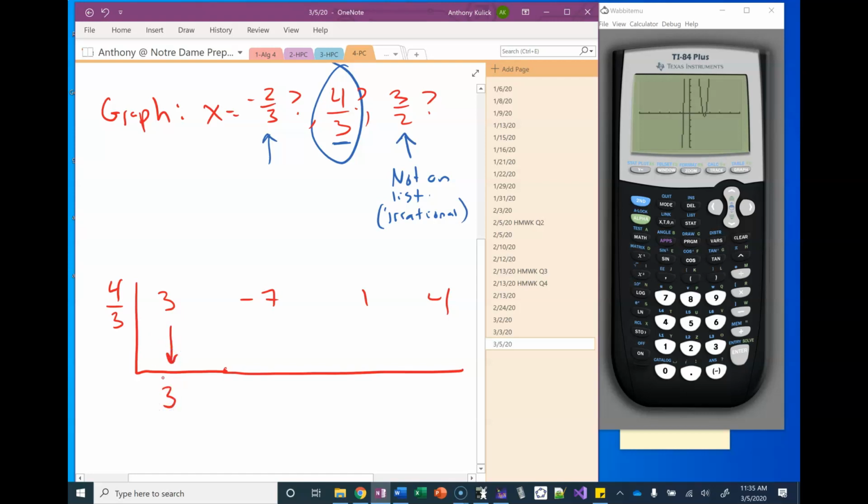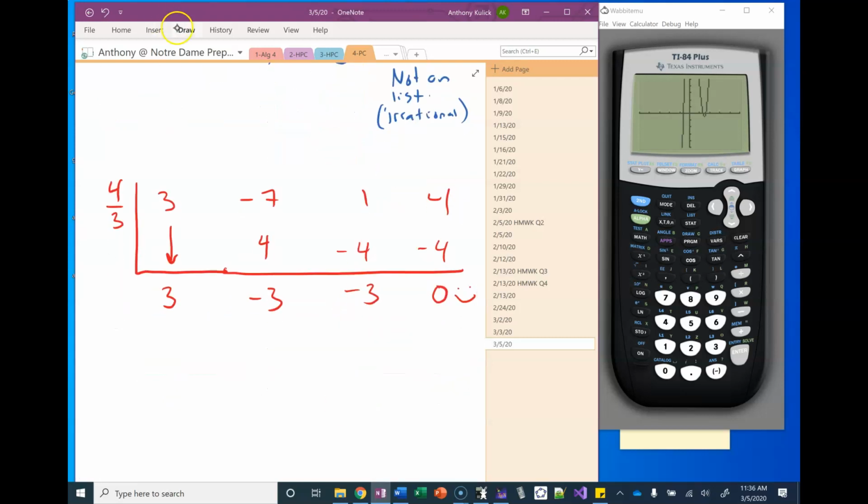So I'll bring down the 3. And then 4/3 times 3 is 4. 4/3 times -3 is -4. And then -3 times 4/3 is -4. So that worked.